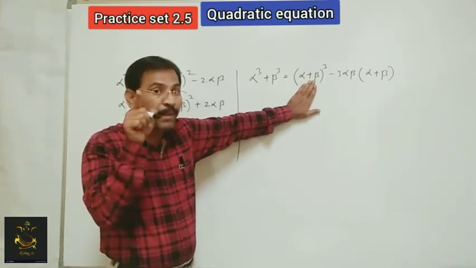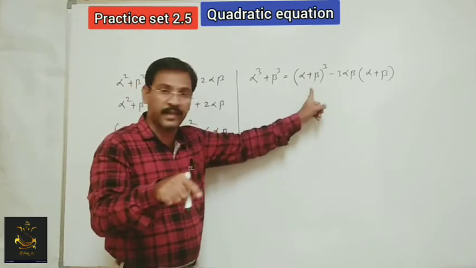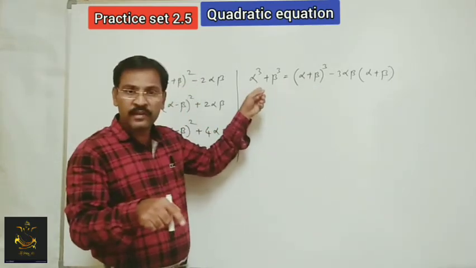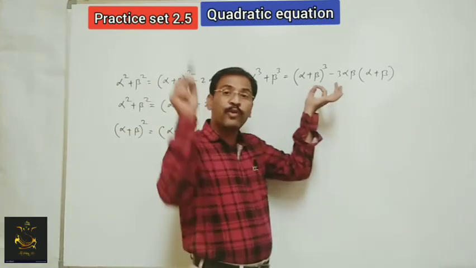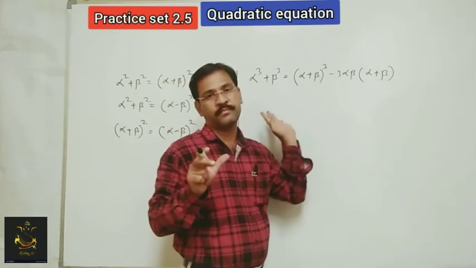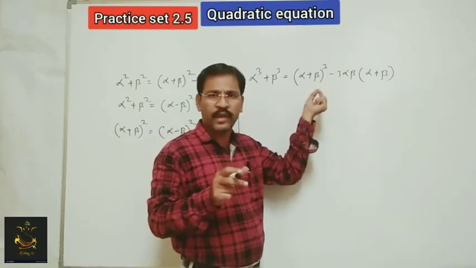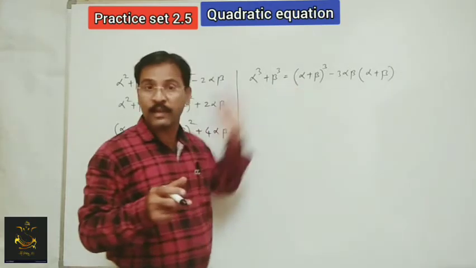That plus 3ab into bracket a plus b is an extra term here. That one here, not here. That is why we are going to remove it or make a balance. That is why we are going to write this one. You can use the formula of (a plus b) cube, and try to simplify and verify whether it will come or not.